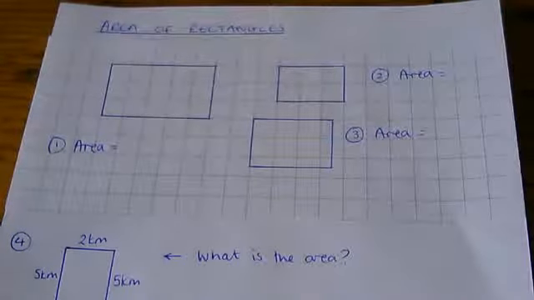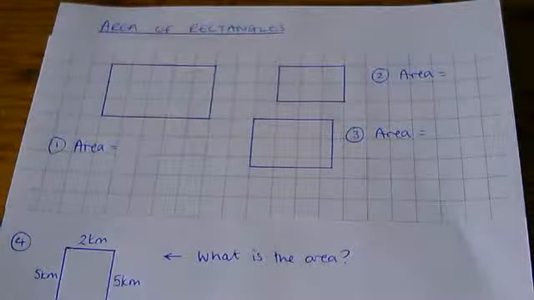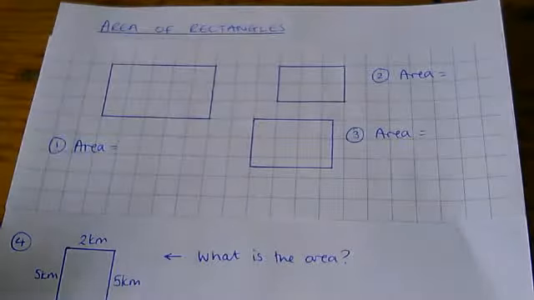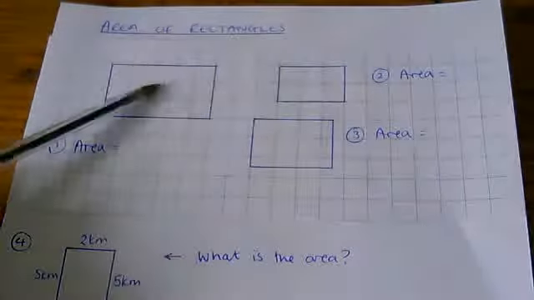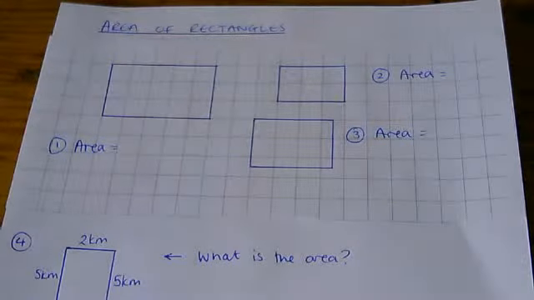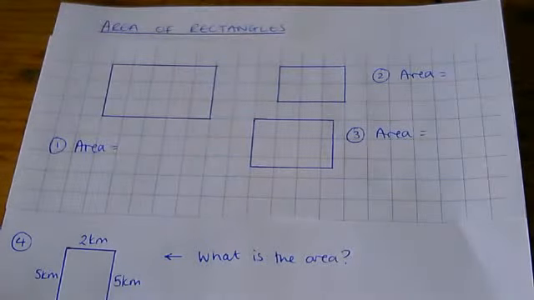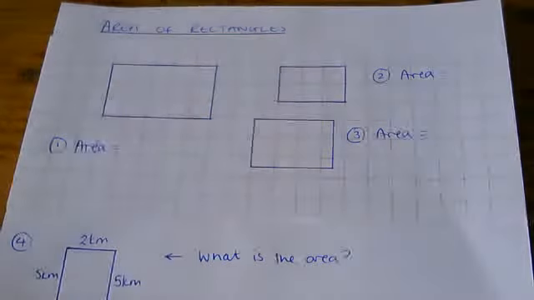In this video we're going to look at how to find the area of a rectangle. Here I've got three rectangles drawn out on centimetre squared paper, and we're going to look at how you can work out the area of the rectangles and what area means. So we start with the second of those.